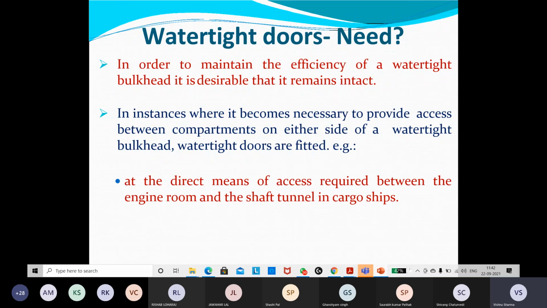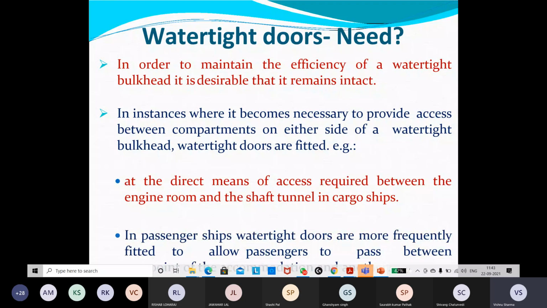If you talk of a cargo ship, if you have not seen it, next time when you go on board, please go to the engine room. Ask for where, somewhere in the after part of the engine room, you will have this access to the shaft tunnel. And at the opening of the shaft tunnel towards the engine room, you shall have a watertight door out there.